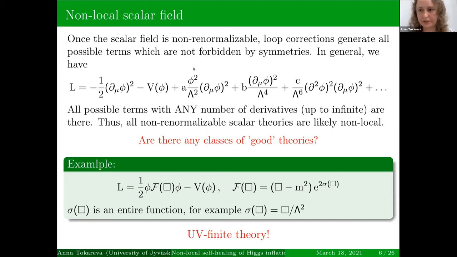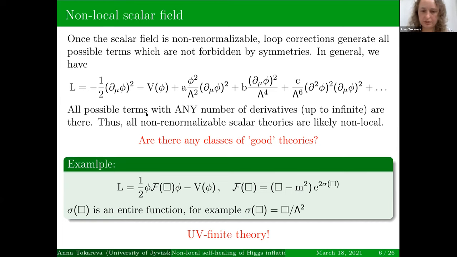The ghost-free domain of this Lagrangian is equivalent to Horndeski theories. But anyway, if you compute loops in Horndeski theories, you will get all these terms in the effective action. And they will appear with any number of derivatives up to infinite derivatives. So in this sense, all non-renormalizable scalar theories with high derivatives are likely non-local.